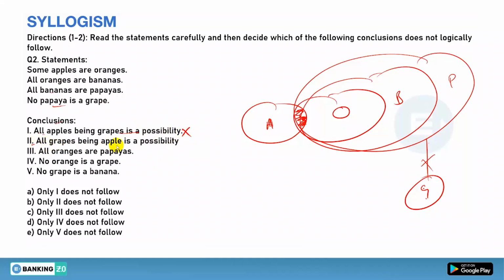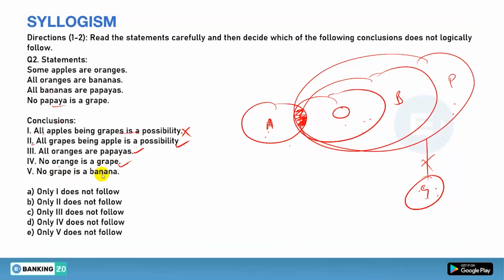Second one, all grapes being apple is a possibility. Yes, there is a possibility because you can't take some part of apple into the grapes, but you can take whole grapes into the apple, so this is a possibility, so this will follow. All oranges are papaya, yes, this is true. No orange is grapes, yes, this is also true because all oranges are papaya and no papaya is grapes, so no orange will be grapes, so this will also follow.